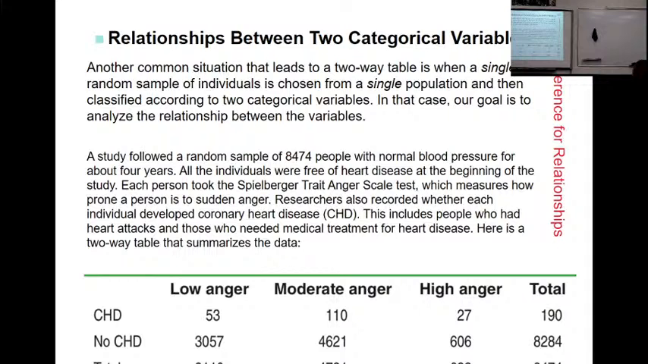Chi-square test of association, independence. So this is the example here. You can look through and see the details of, for example, that we have a random sample of 8,474 people, and we are checking their relationship between the heart disease and their rating on the Anger scale test.